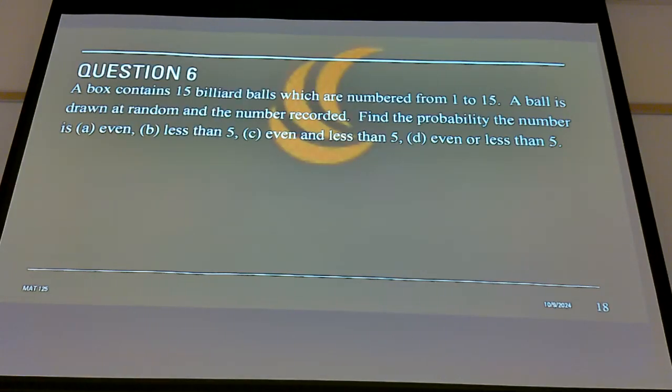A ball is drawn at random and the number is recorded. Find the probability that it's even.